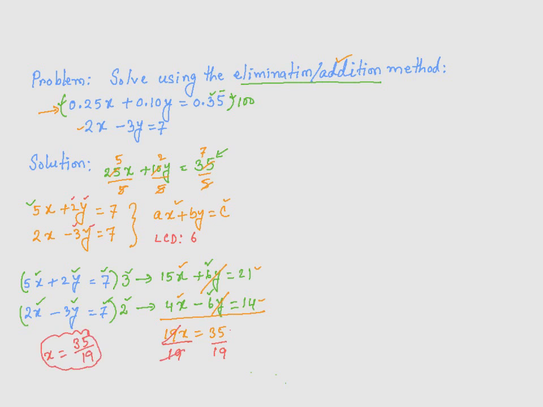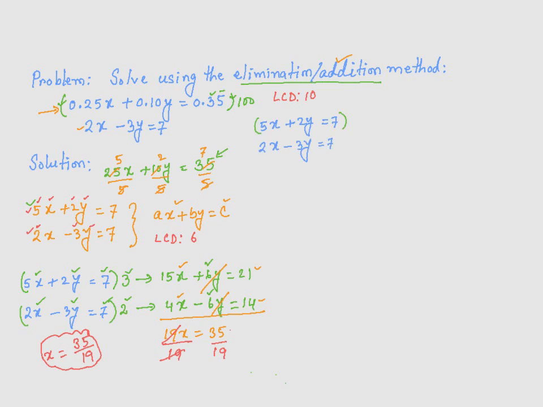In exactly the same way, next time I'm going to eliminate x and solve for y. Let's look at the coefficients of x, which are, by the way, 5 and 2. The LCD of those two numbers is 10. So I'm going to make the first equation have coefficient 10 for x and the second one have negative 10. If I did that, I get the following.